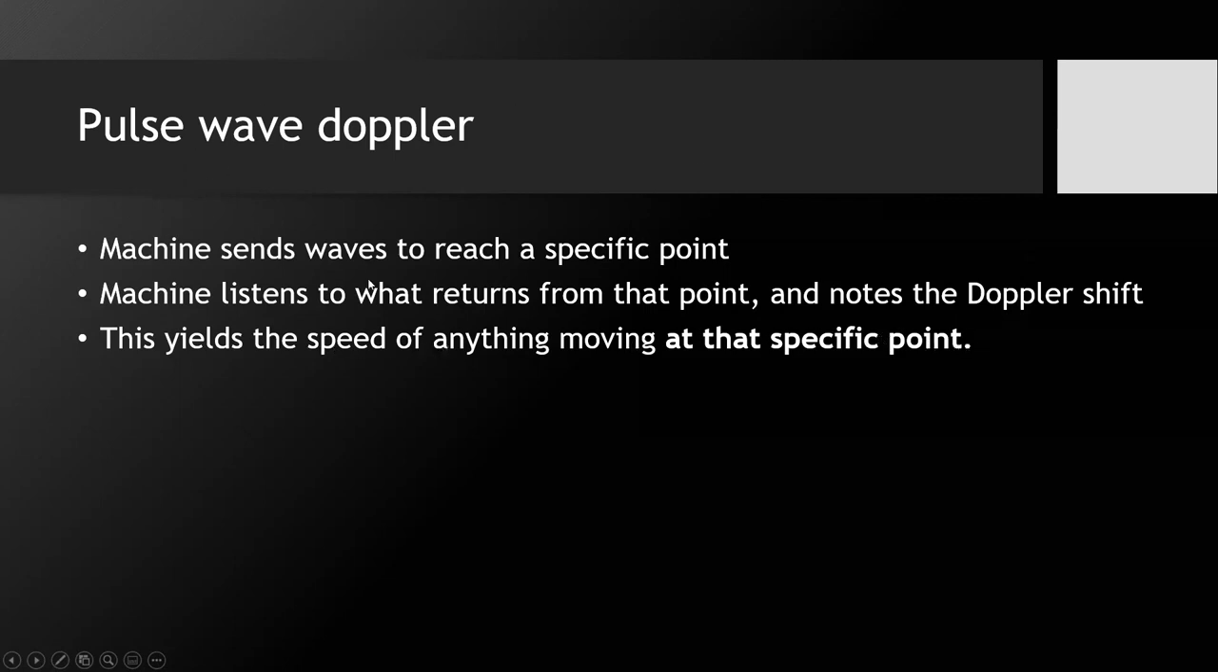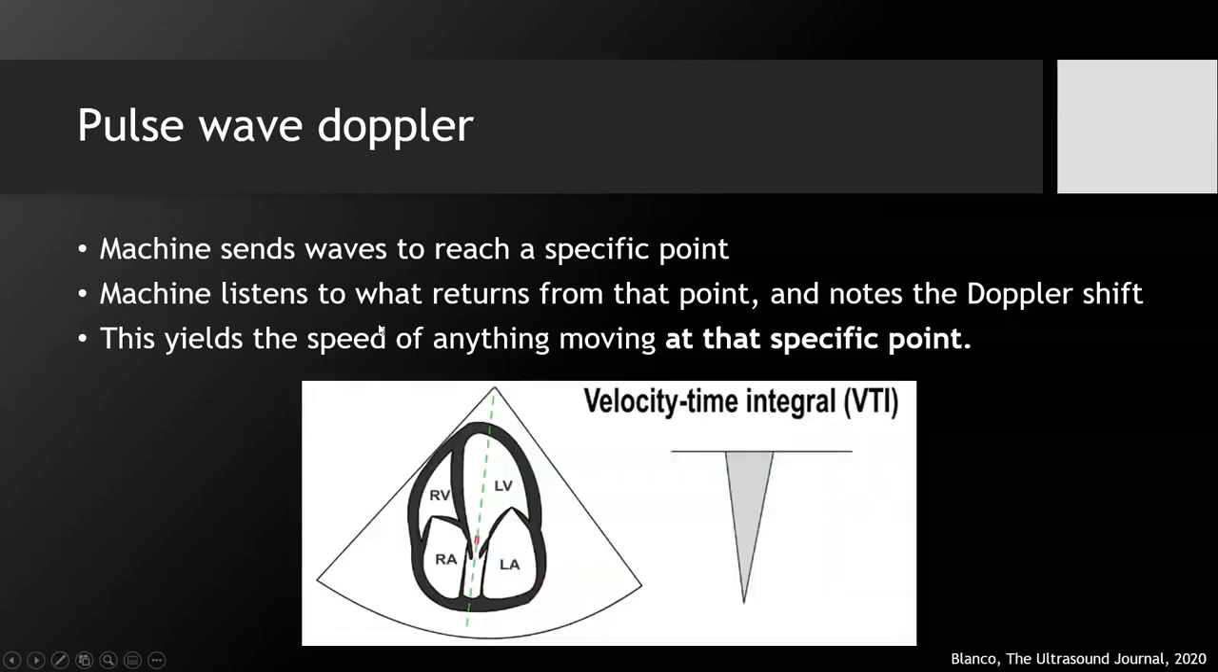And this will yield the speed of anything moving at that specific point. I said I wasn't going to talk about continuous wave Doppler, but just to understand for today, continuous wave Doppler does not pinpoint a specific point. It will just look at any waves that are coming back at any speed and it'll plot it all for you. So if you want to know the speed that blood is moving through a specific point, which as you understand now is critical for getting cardiac output, you need to have a pulse wave Doppler, not continuous wave Doppler. Asterisk, we'll come back to that asterisk, but this is the baseline.